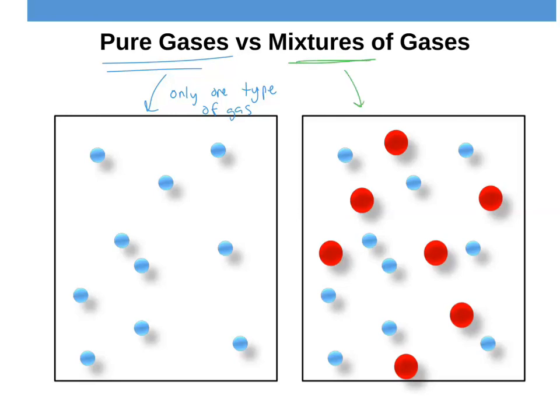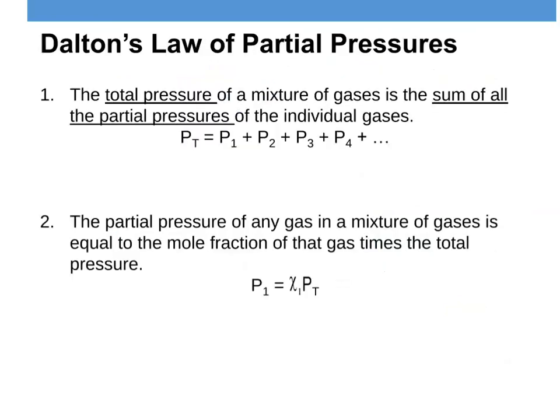So I have a mixture here. In this case, I have two. So two or more gases. And what we're going to see is that the identity of the gas is still pretty irrelevant. I don't really care if it's a red one or a blue one. It's just that I have more gas particles. But I can say things about the individual gases if I know the relative amounts of those individual gases.